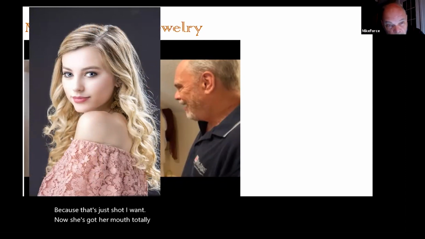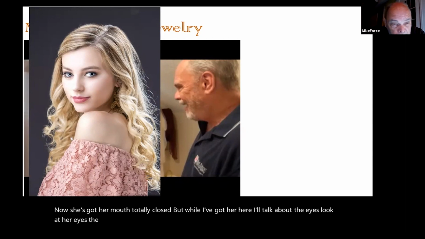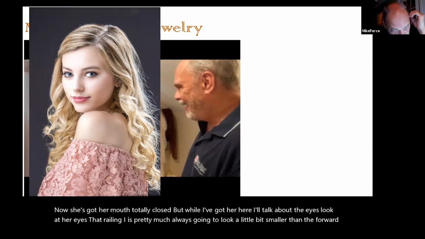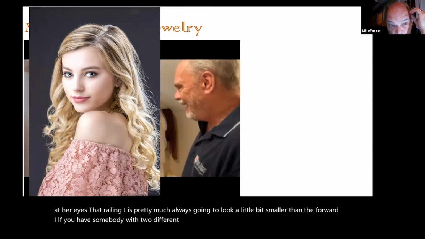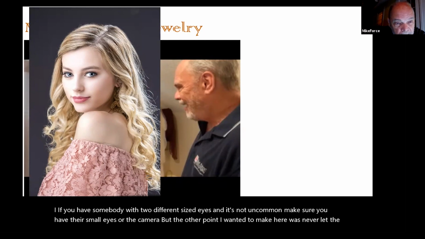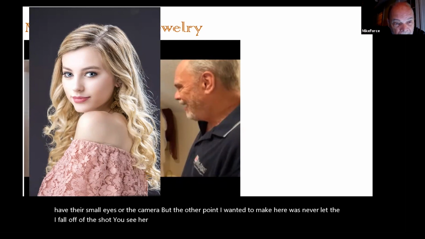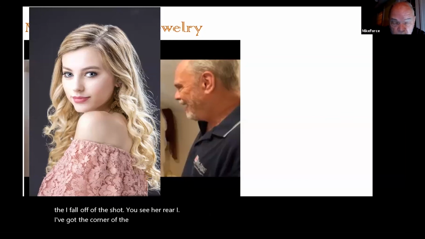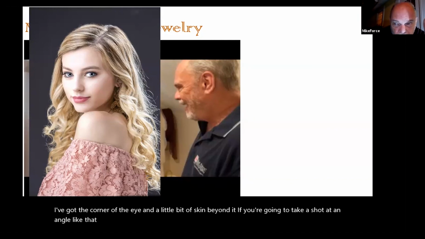But while I've got her here, I'll talk about the eyes. Look at her eyes. The trailing eye is pretty much always going to look a little bit smaller than the forward eye. If you have somebody with two different size eyes, and it's not uncommon, make sure you have their small eye toward the camera. But the other point I wanted to make here was never let the eye fall off of the shot. You see her rear eye? I've got the corner of the eye and a little bit of skin beyond it. If you're going to take a shot at an angle like that, don't cut that eye. Don't take a third off it. Don't take a half off it. We want that whole eye in the shot.